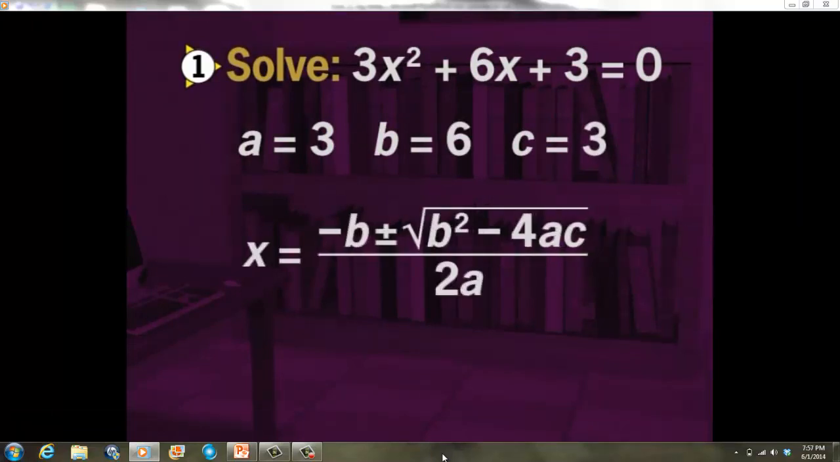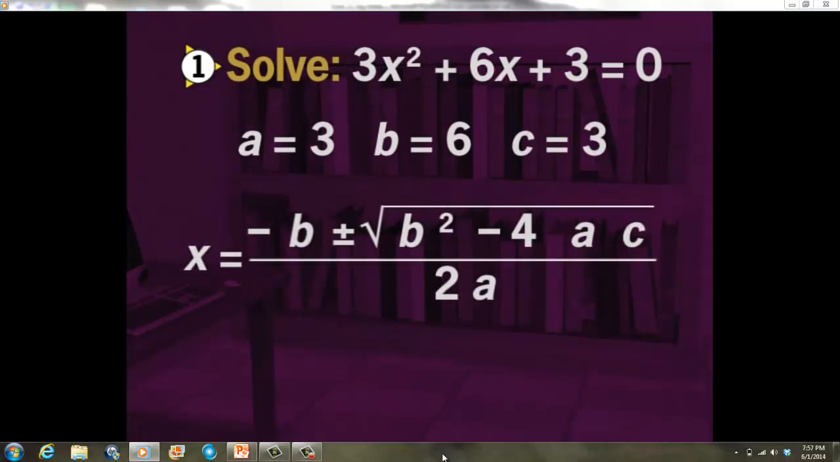A is 3, B is 6, and C is 3. When you substitute those values into the quadratic formula, you get -6 plus or minus the square root of the quantity 6 squared minus 4 times 3 times 3, all divided by 2 times 3.